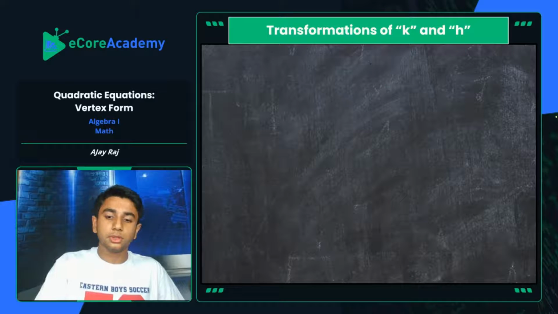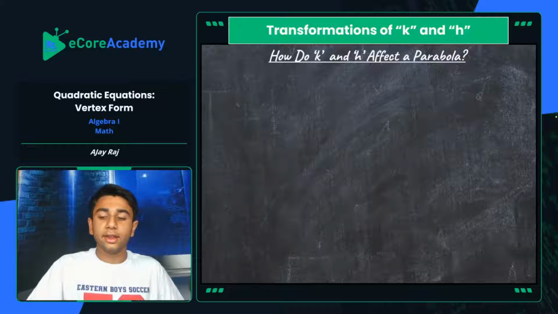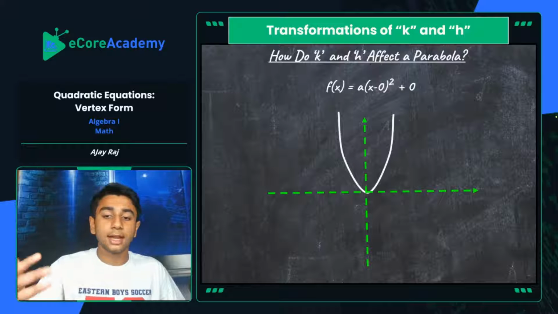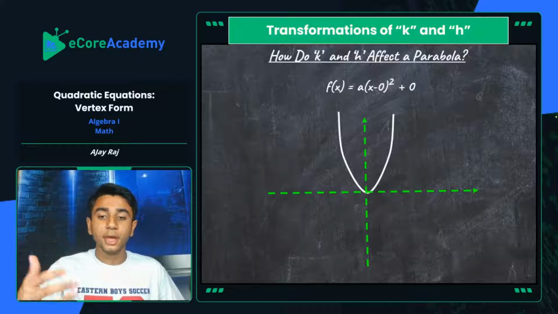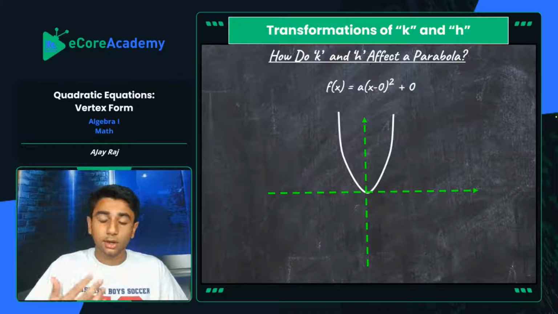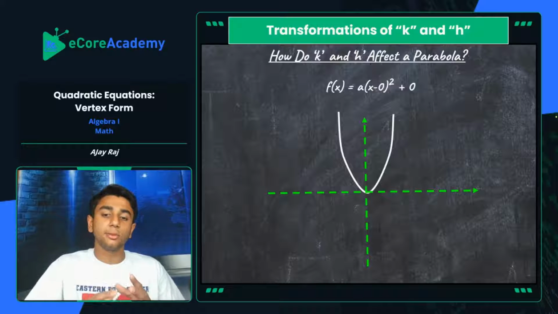So how exactly do k and h affect a parabola? First things first, we're going to create our parent graph, that being f of x equals a times x minus 0 squared plus 0. This is just a fancy way in vertex form of conveying f of x equals x squared. Remember, if you count out the 0 for our h value within the parentheses, that's merely f of x equals ax squared plus 0. You can discount the 0 as your k. This is just your parent graph.